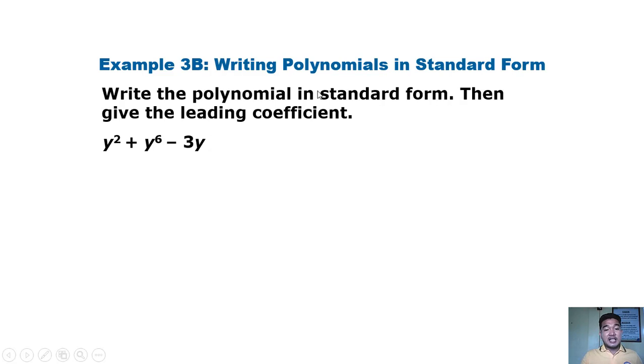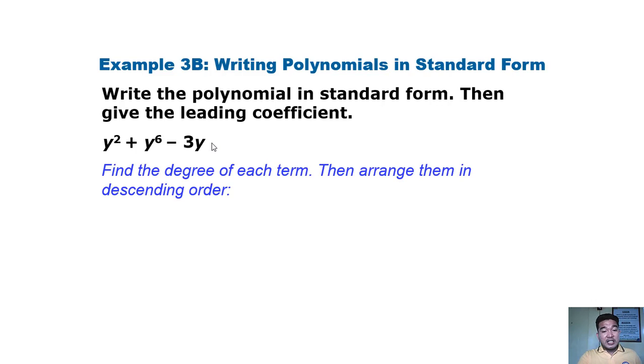Let us have another example. Writing polynomials in standard form. Write the polynomial in standard form, then give the leading coefficient. So we do the same process. Find the degree of each term, then arrange them in descending order. Descending, ibig sabihin pababa, no? Mula dun sa may pinakamataas hanggang dun sa may pinakamababa.